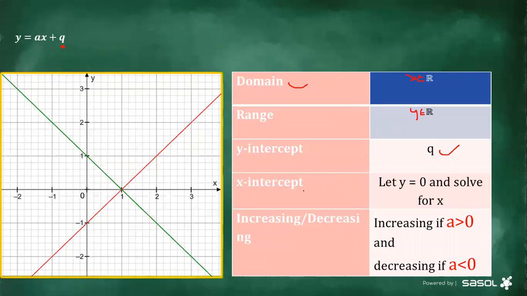And then the x-intercept: let y equal 0 so that you can solve for the value of x. Increasing or decreasing: if a is greater than 0, this red graph is increasing, because the gradient is positive. And this green one decreases, where a is less than 0, meaning the gradient is negative. So the green one is decreasing, while the red one is increasing. That is for the straight line graph.